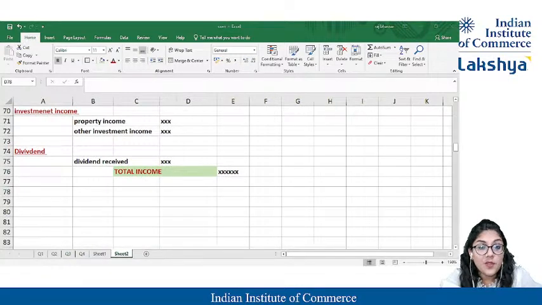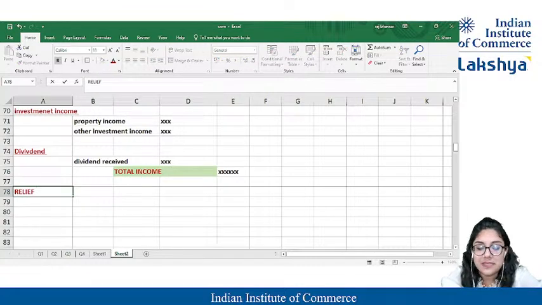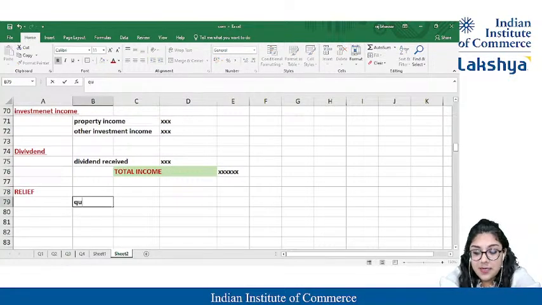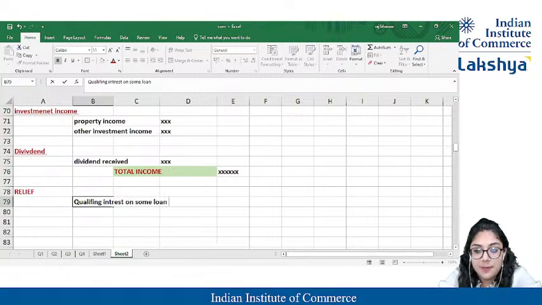No, ma'am. On this income I will not pay taxes, because I am supposed to get some relief. I should get some concessions, right? So I will get reliefs out of it. Students, what are reliefs? I have to reduce the relief. That is, it could be qualifying interest, qualifying interest on some loans, on some amount which I have taken.